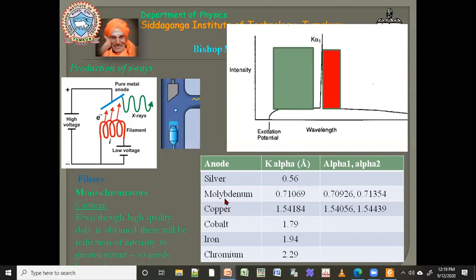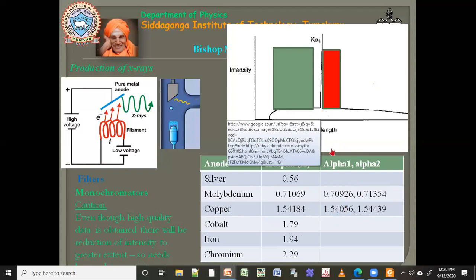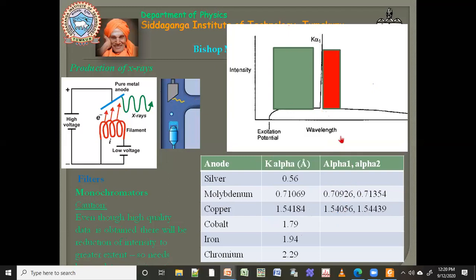For copper, the K alpha 1 is 1.5405 angstroms. This peak will be around this point. Then K beta will be slightly different, 1.54439.